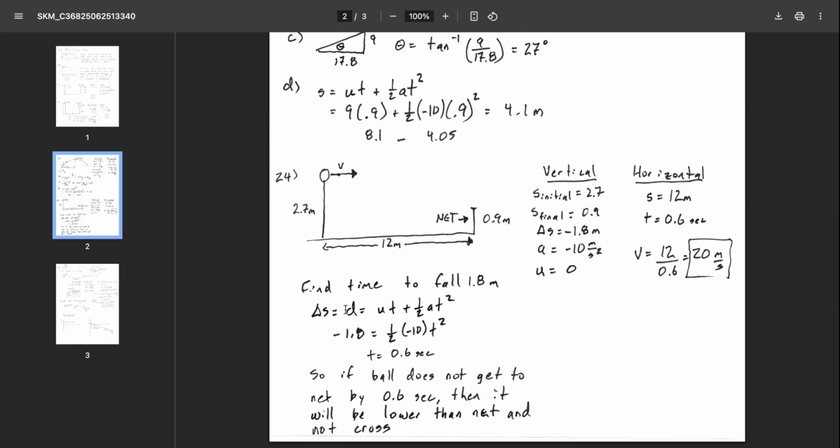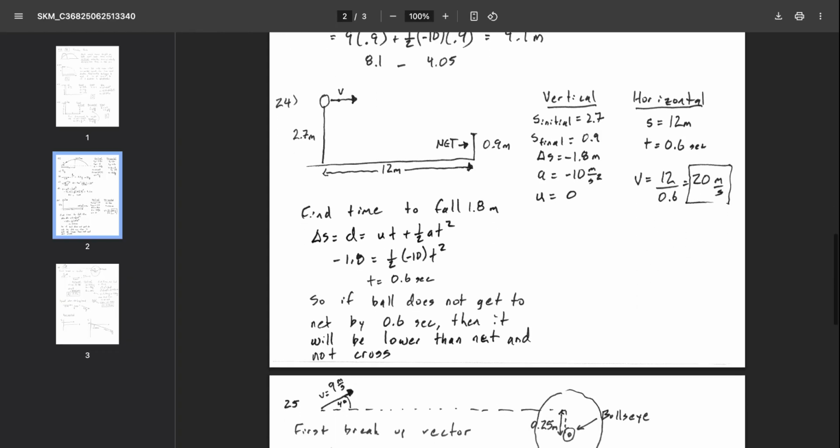So my change in S would be my distance that it's fallen: ut plus 1/2 at squared. This term cancels out. There is no initial velocity. So negative 1.8 is equal to 1/2 times negative 10 t squared. I got a time of 0.6 seconds. That's how I got that 0.6. And then to find the horizontal speed, just take 12 divided by 0.6, which is 20.